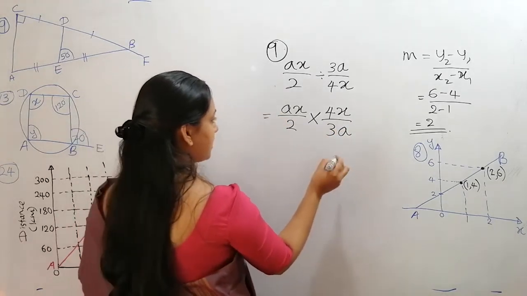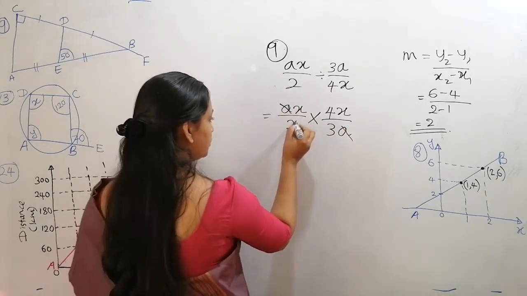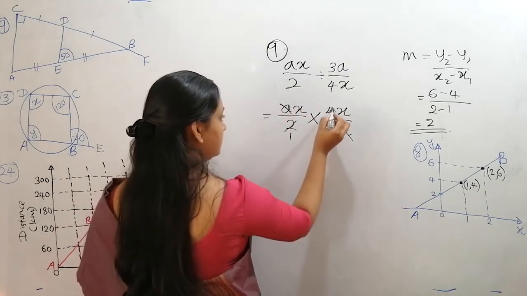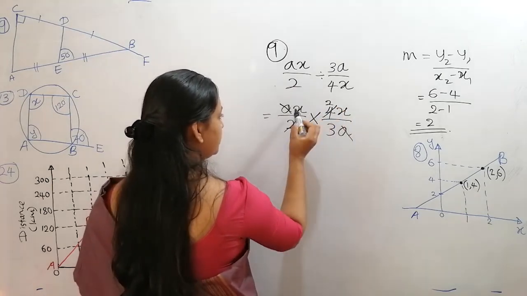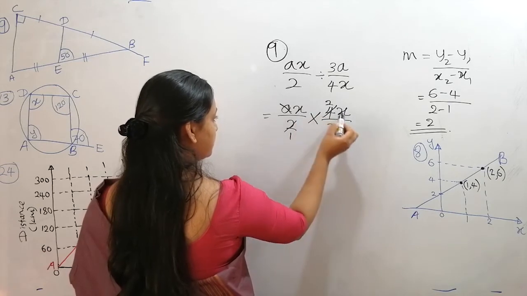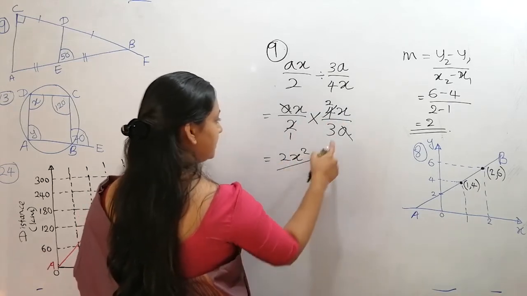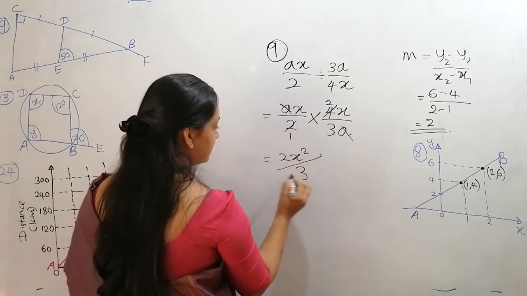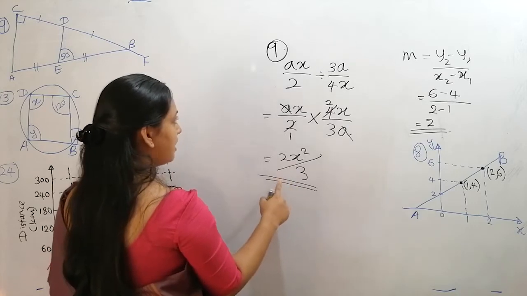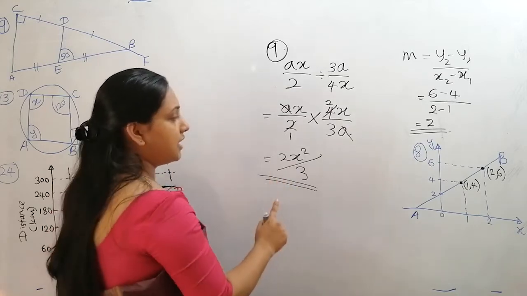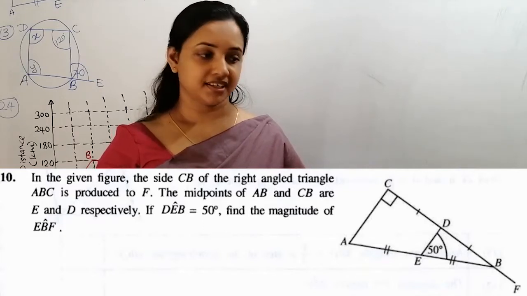Then we can simplify. The a terms will be cancelled out and 2 divided by 2 is 1. 4 divided by 2 is 2. Then 2 into x, 2x squared, divided by 3 into 1, 3. Then we can't simplify this further. This is the answer for question number 9. Then look at question number 10.